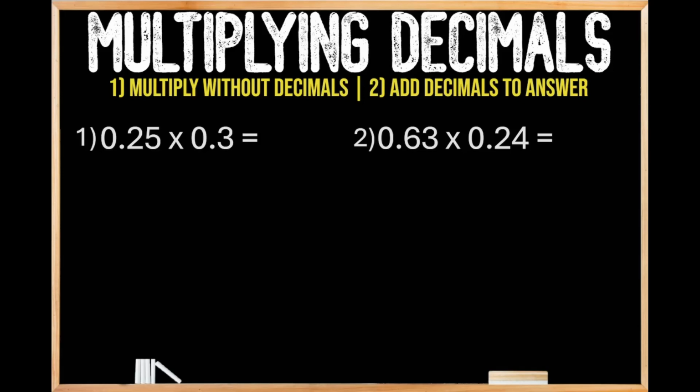Now, in order for us to multiply these decimals, as we can see up top highlighted in yellow, our first step is going to multiply without the decimals. So let's go ahead and set up this multiplication problem. So our 25 hundredths is going to be written as just 25. And then our 3 tenths is going to be written as just 3. So now we're ready to start multiplying.